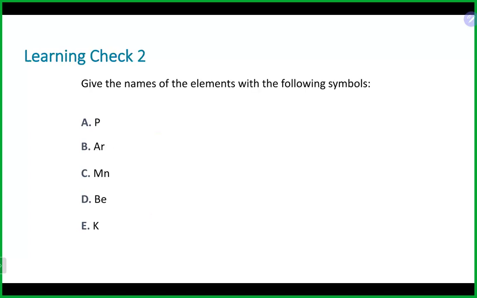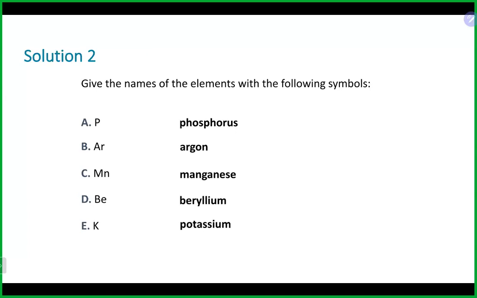Now, P is phosphorus. Ar is argon. Mn is manganese, not to be confused with magnesium we just did. That is number 25. Be is beryllium, and K is potassium.